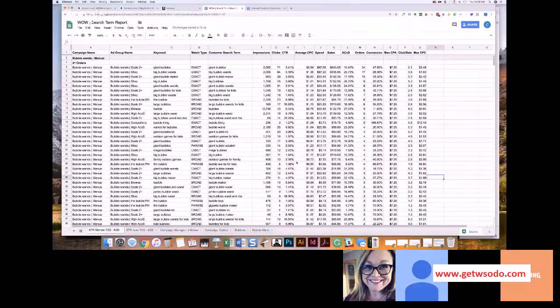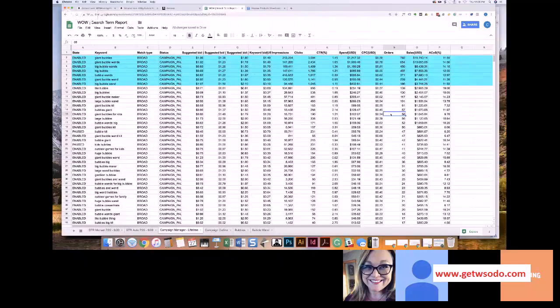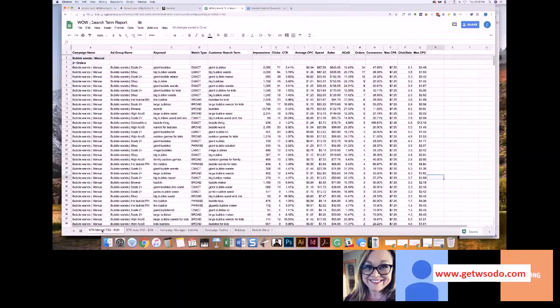In our current structure, I went to the campaign manager and into the campaign that has the most history. I pulled down just the keywords historically, lifetime, so that I could get a sense of what's worked lifetime in this campaign versus what we're seeing today in the STR.